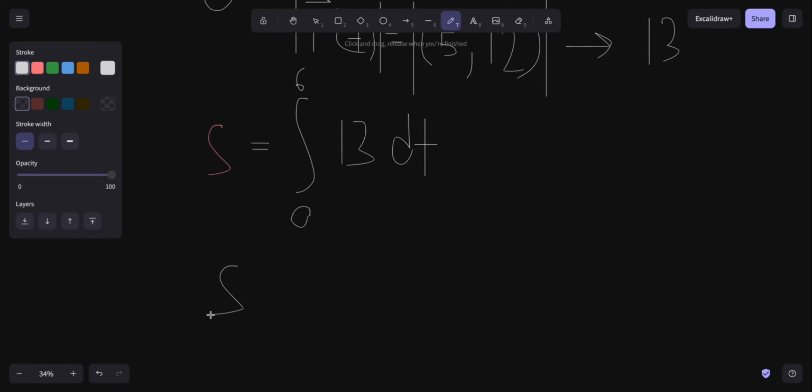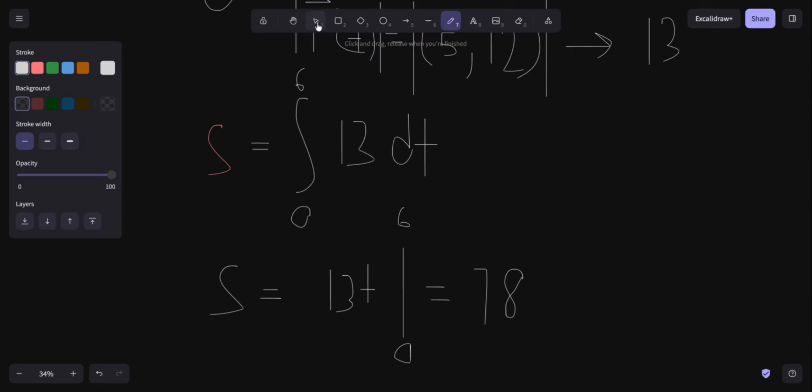And so S is going to be equal to the integral from 0 to 6 of 13. This is the same thing as 13t evaluated from 0 to 6. Well, if I plug in 0 here, that's just going to be 0. So all I have to do is just find 13 times 6, and I'm too lazy, so I'm just going to use my calculator, and I get 78. Okay, so that is the total distance that's traveled.